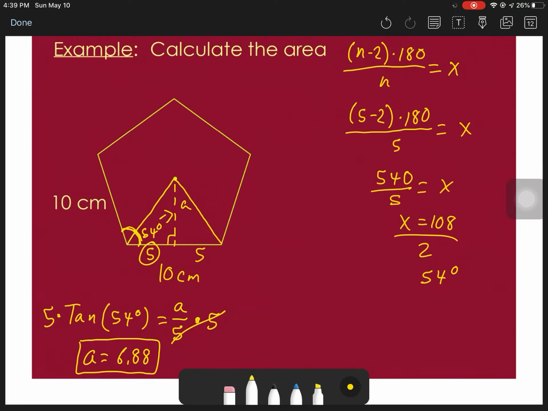All right, there we go. So now we got A. Remember our formula is area equals 1/2 A times P. We figured out A, that's the apothem. Now we need to figure out the perimeter.